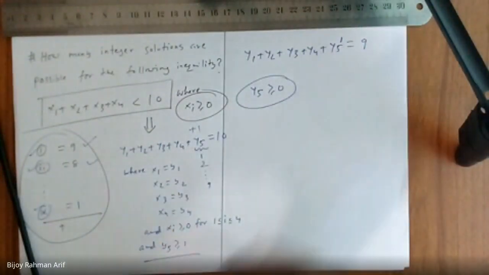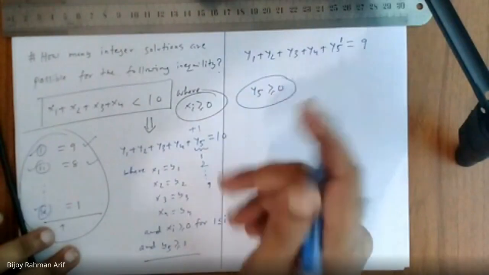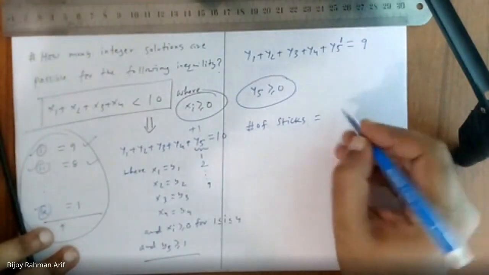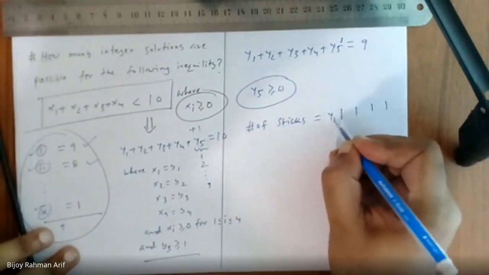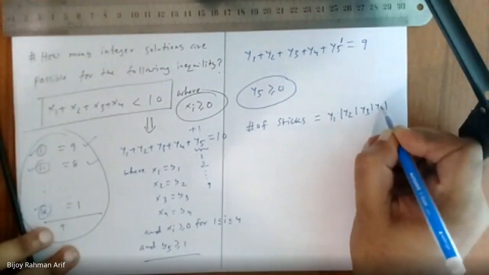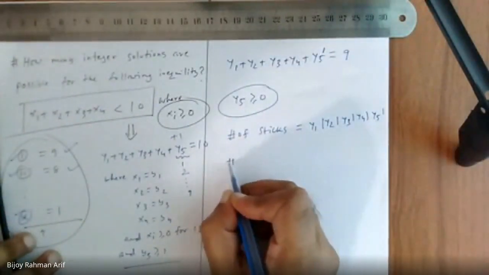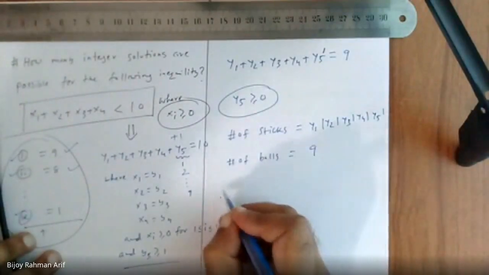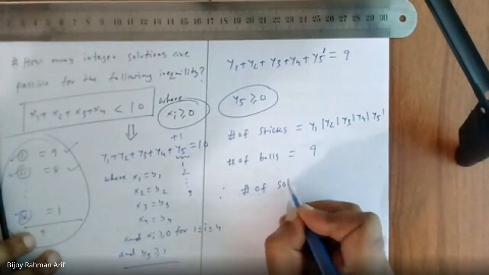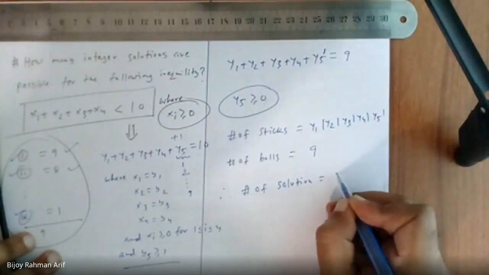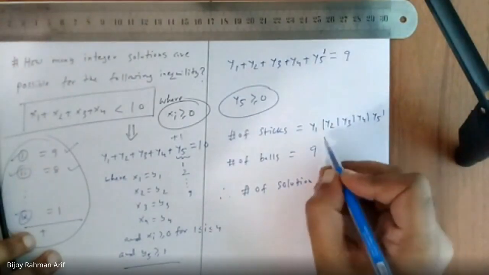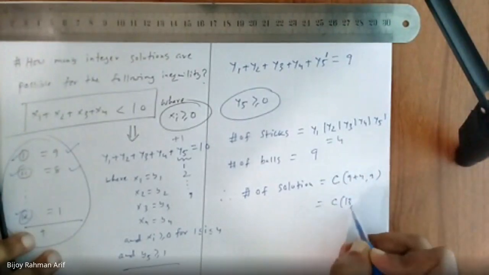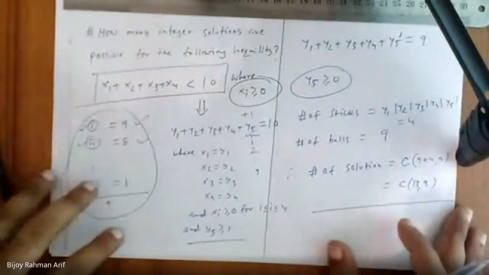Okay? Now what is this number of sticks? How many sticks are required? Number of sticks required is 4. This one is y1, this one is y2, this one is y5 dash. Number of stars was 9. So what would be the answer? Number of solutions is C 9 plus 4 comma 9, C 13 comma 9. This is the answer. Do you understand this problem?